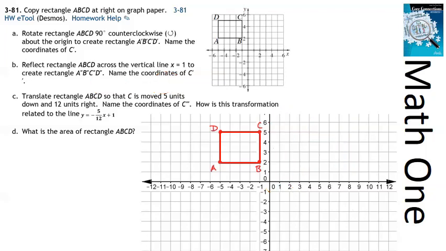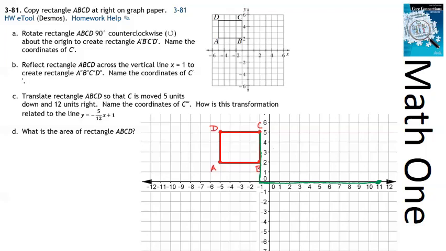So part C says translate the entire rectangle ABCD so that C is moved 5 units down and 12 units to the right. So for each one of these, we're going to do that. If I'm going to move down 5 units, that's 1, 2, 3, 4, 5. And then I'm going to go 12 units to the right. And yeah, I know that's 11, but the reason I'm calling it 12 is this is the 12th one over because I was starting at -1 over there. So that is down 5 over 12.